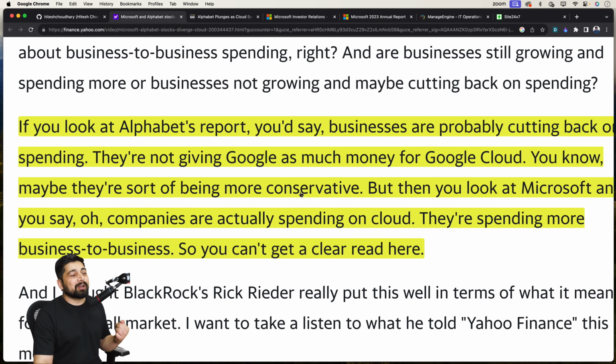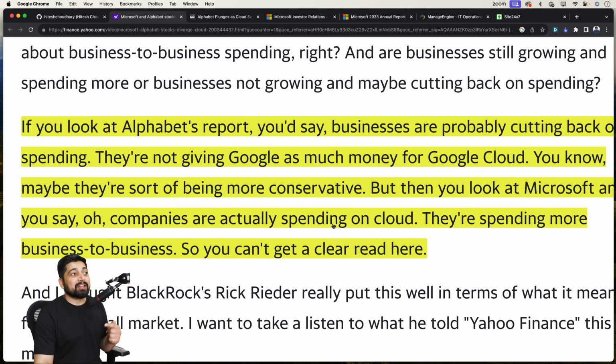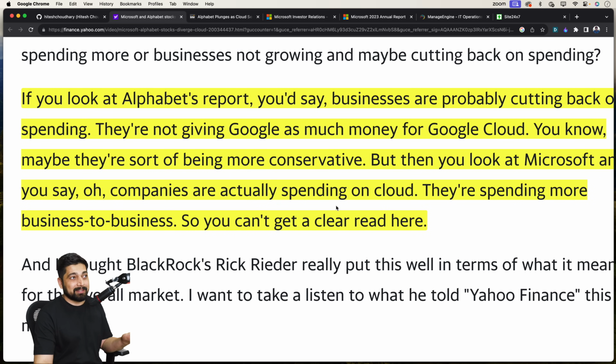Maybe they're being more conservative, but then you look at Microsoft and say, oh, companies are actually spending on the cloud. So notice here, the race is not about who is leading the AI, the race is all about who has more clients on the cloud. AI might be one of the reasons for attracting the clients, and it is. I'll show you that as well. But this is an interesting case study that you should really spend some time on. They're spending more on business, so you can get a read of this.